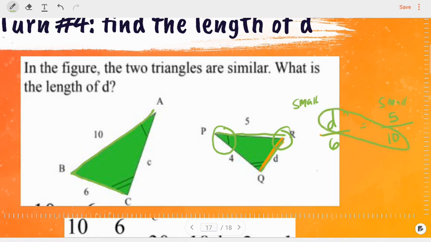6D times 10 is 10D. 5 times 6 is 30. And how do I solve for D? I divide by 10. So D is equal to 3.